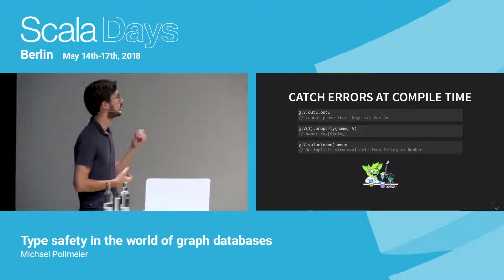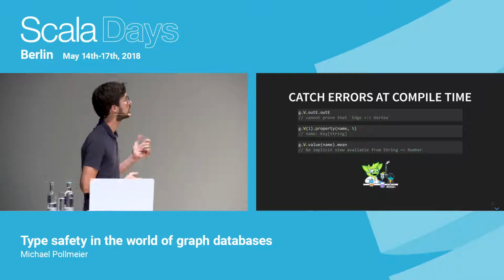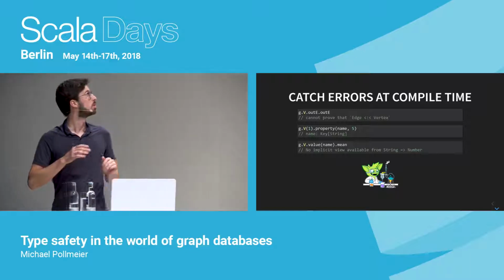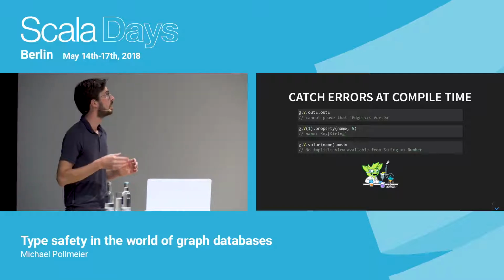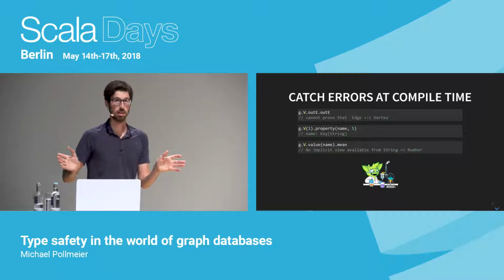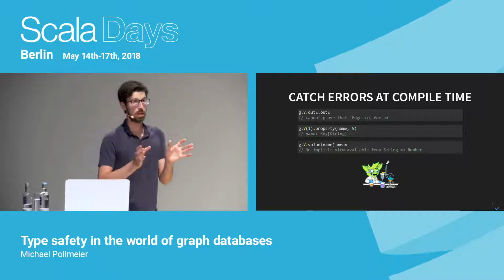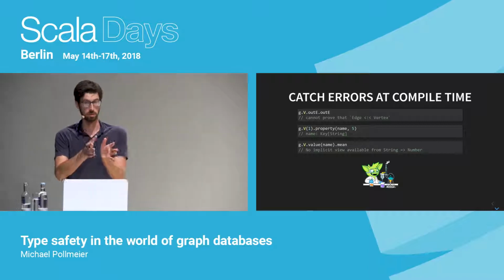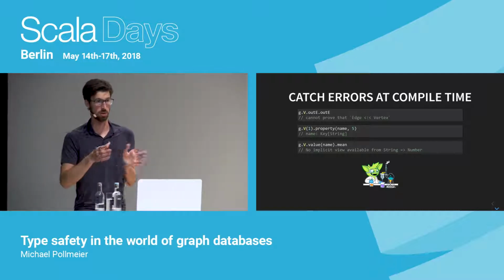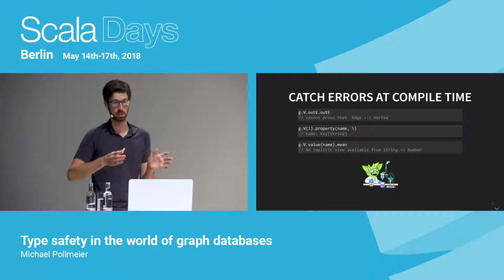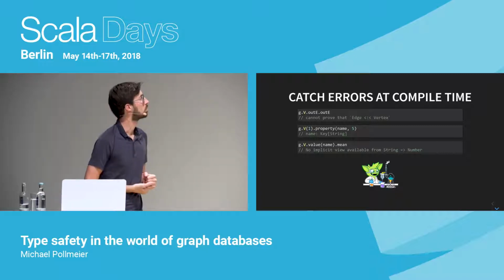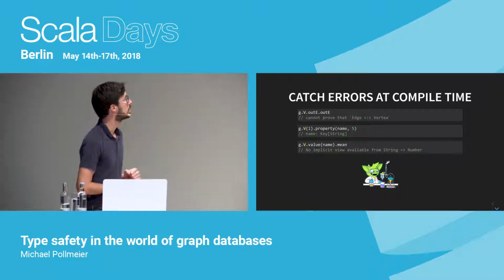So the first one you can't. You start with all the vertices, and then you follow the outgoing edges. Then you're on a vertex, and you want to follow the outgoing edges again. But outgoing edges only exist on a vertex. If you're on an edge, there's no such thing as an outgoing edge because you only have the adjacent vertex. So this you can catch at compile time, and Gremlin Scala does that.